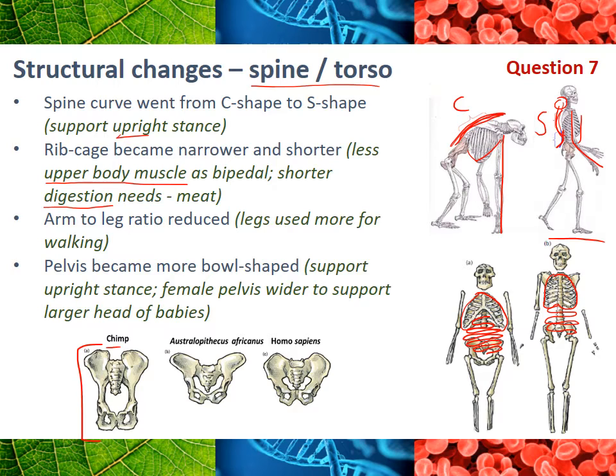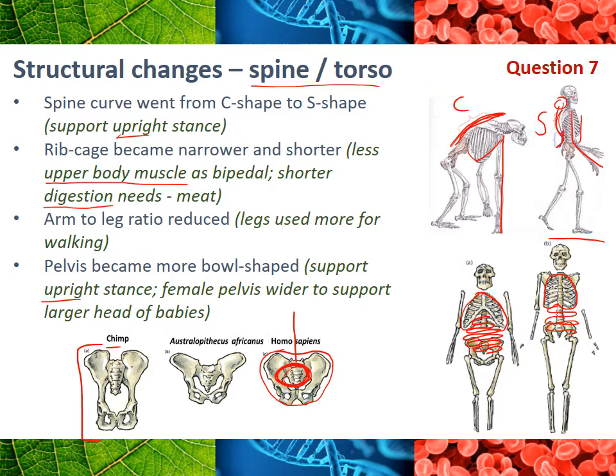Whereas humans, we've developed this kind of bowl-shaped pelvis. Our body comes right off it here, and we need to have all of our body weight over the top of it. So it's really important for our walking that we have this wide bowl-shaped pelvis to support upright stance. And then also in females, in female Homo sapiens, that pelvis needs to be really wide as well to support the larger head of babies.